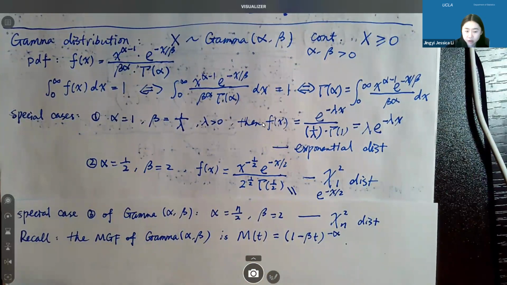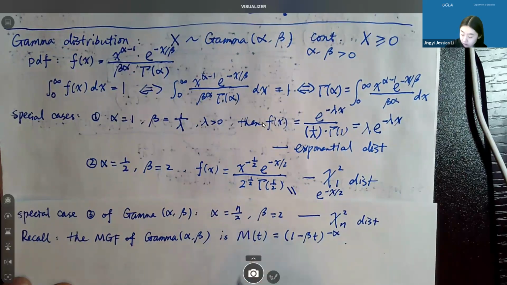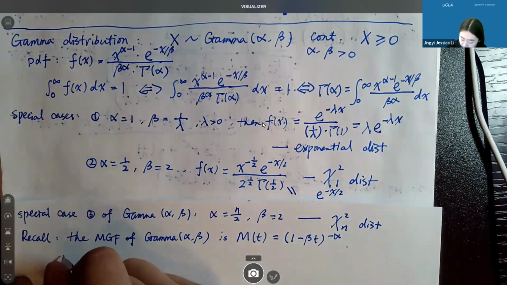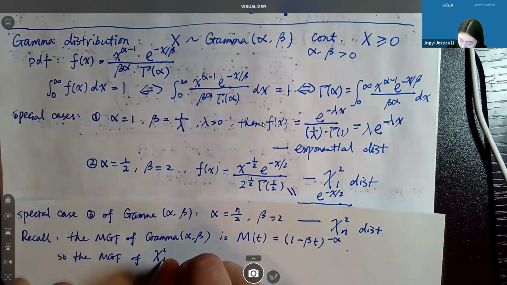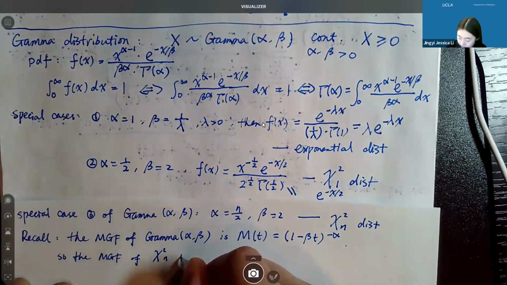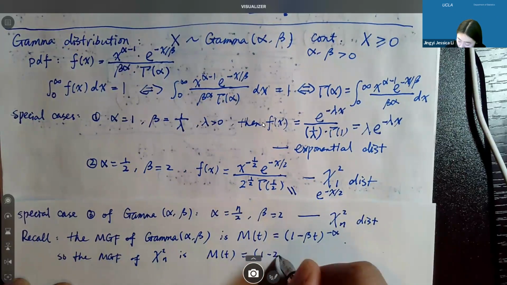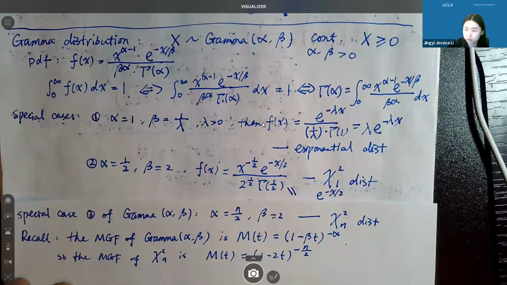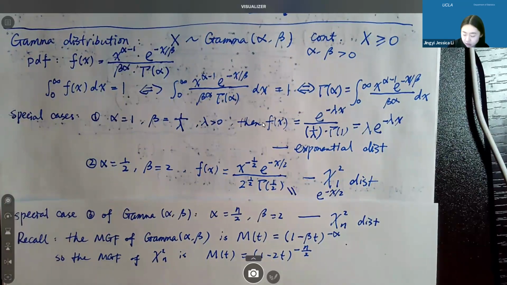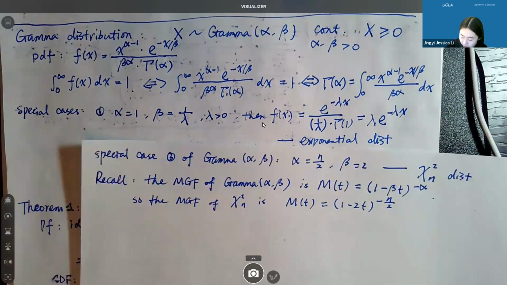That's the MGF. So with this, what I want to say is that just by putting in the special cases of alpha and beta, we can say the MGF of the chi-square distribution with n degrees of freedom is M(t) equals (1 minus 2t) to the power negative n over 2. I didn't do anything special, just put in alpha and beta. And that's the MGF of chi-square n. So why do I need to do this? The reason is that this gives me a foundation to prove our theorem 2.